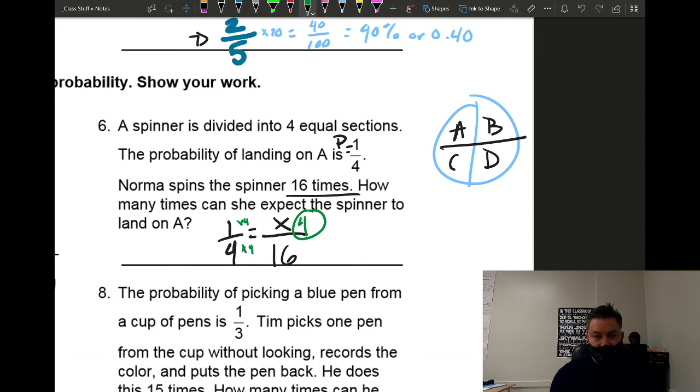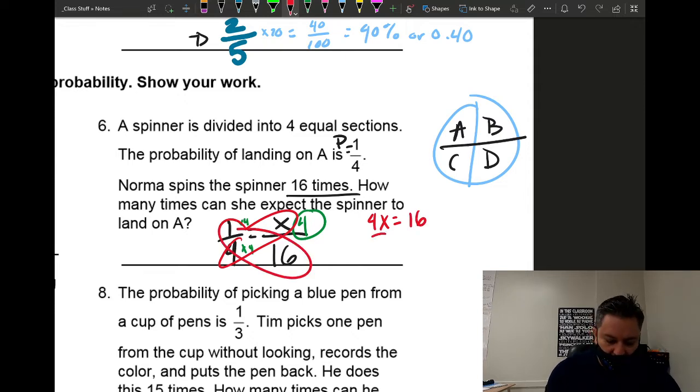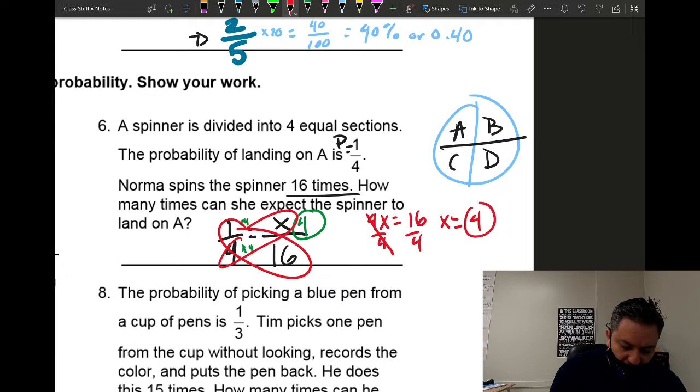And that's it. If you have no idea what I just did right there, it's okay, because we can always do cross products. So we're going to multiply 4 times x equals 1 times 16, which is 16. We're going to divide by 4 on both sides. x equals 16 divided by 4, which is 4, the same number that I found. Either way works. So you can expect to land on A 4 times if you do the experiment 16 times. That's what it's saying.